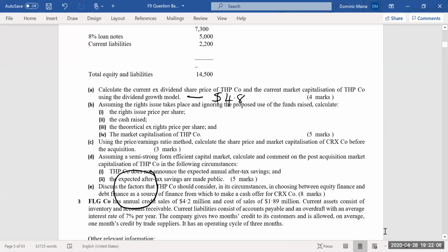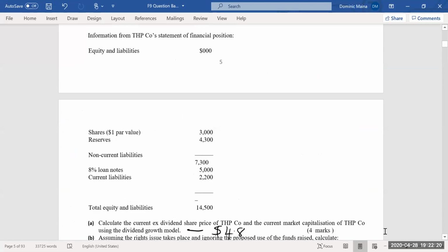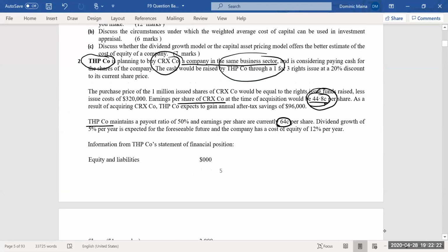Having done that, we are done with the share price, and now the market cap of CRX company before the acquisition. We have the market value per share, but how many shares does the CRX company have? Let's go back. You can see here, the CRX company has 1 million issued shares. Therefore, we multiply 1 million by the market value per share of CRX.